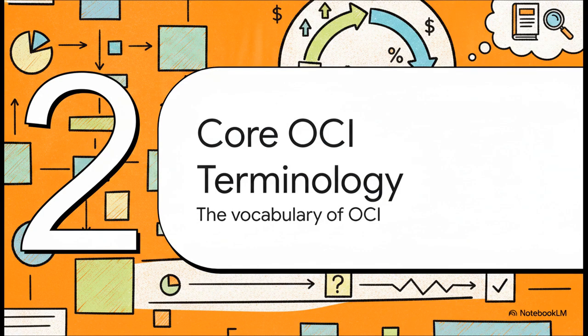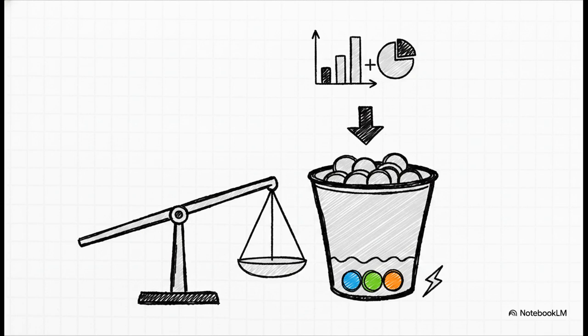Moving on to Section 2, core OCI terminology, the vocabulary of comprehensive income. To actually work effectively with OCI, we've got to master the precise terminology you'll see across every category and disclosure. We already know comprehensive income is net income plus OCI. But where does OCI actually live? Well, it lives in AOCI, or accumulated other comprehensive income.